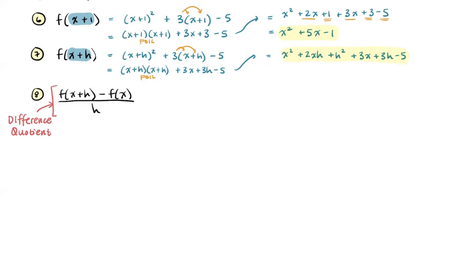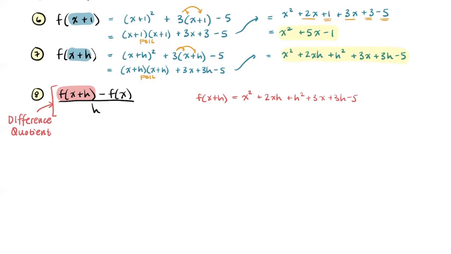Okay, so let's go looking at the first bit first. So let's look at f of x plus h. So we already found that. Just so we're all on the same page here, that's what we found in problem 7. So this is x squared plus 2xh plus h squared plus 3x plus 3h minus 5. I encourage you to maybe pause this and try it again, just so that you can make sure that you're okay with this for now.